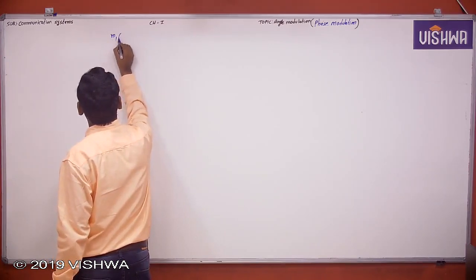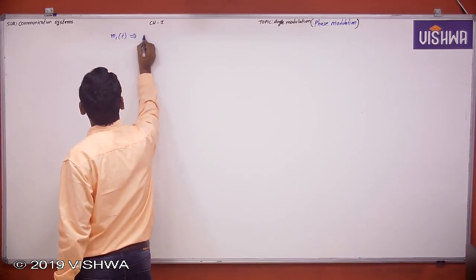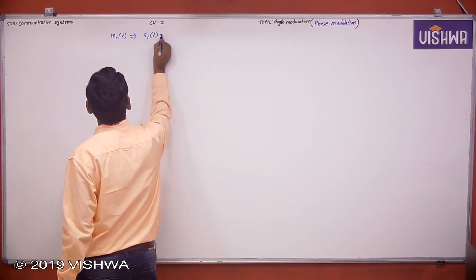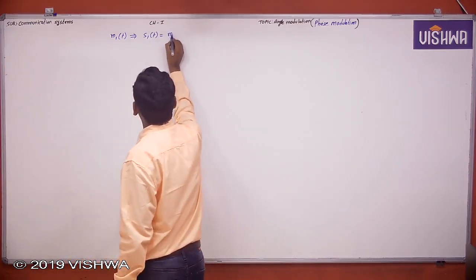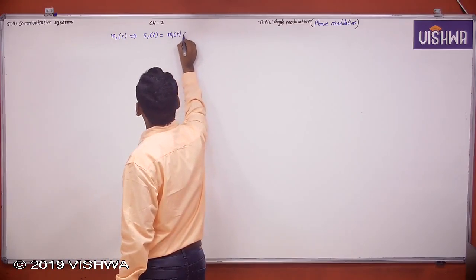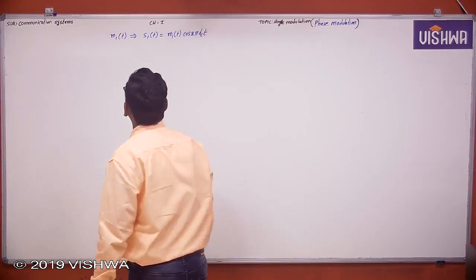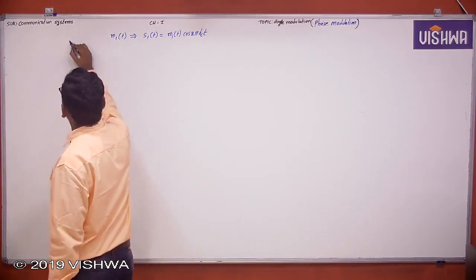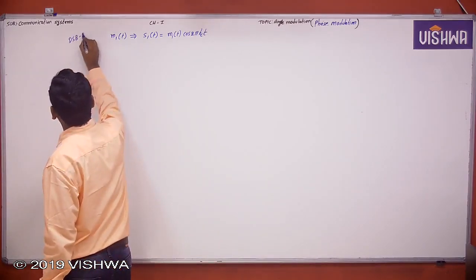When this is m1(t), s1(t) is m1(t) into cos 2 pi fc t, a DSB-SC signal. Now first I am checking with the DSB-SC signal.